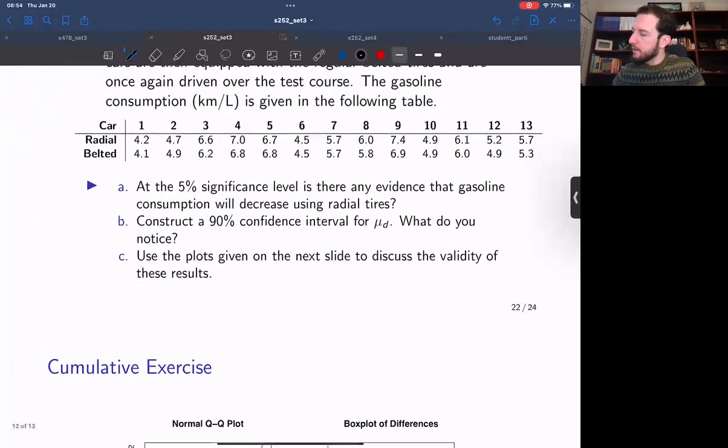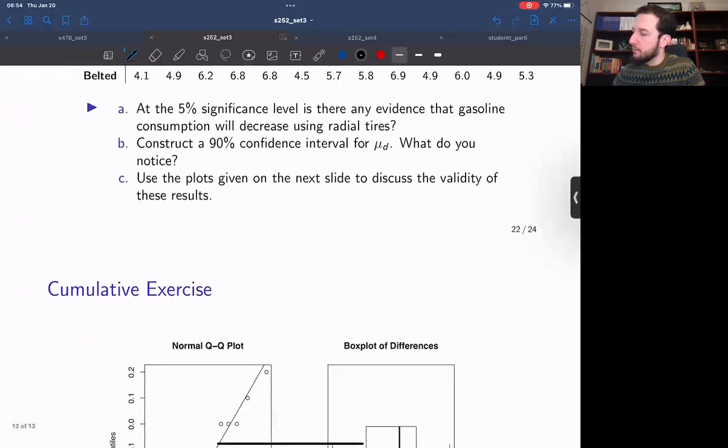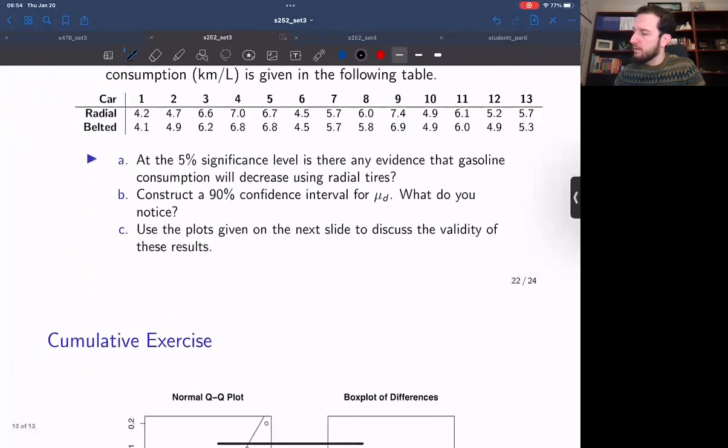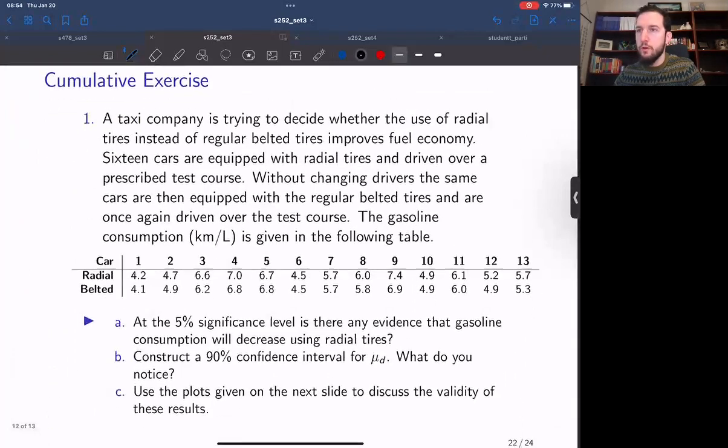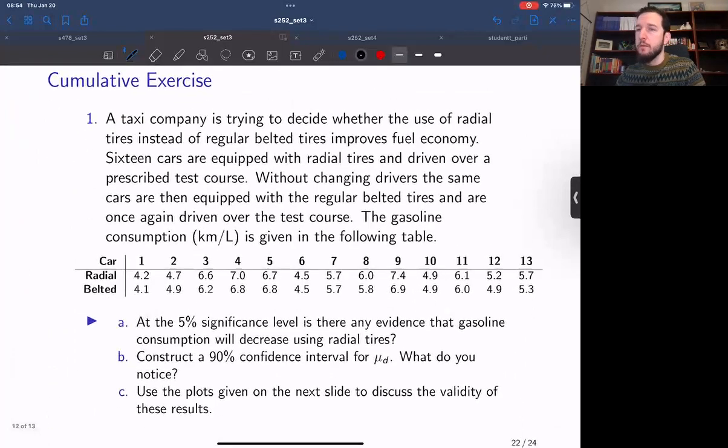All right, at the end of lecture set number 3, there's a cumulative exercise. Basically, it's just a review of a paired 2-sample t-test, so a little bit of extra practice with that. None of the values are given. So in the write-up, they'll be based off of the direction of difference that I choose, but this is a good practice in terms of constructing your own direction and checking to see if you can reach the same conclusion going in both, in this case, radial minus belted, or in belted minus radial as your difference.